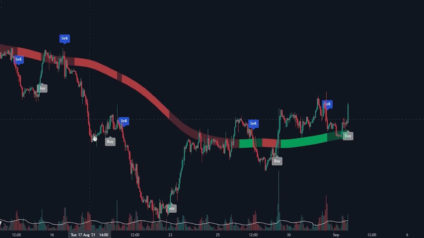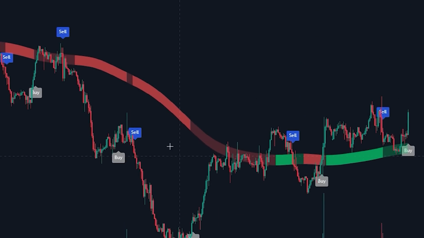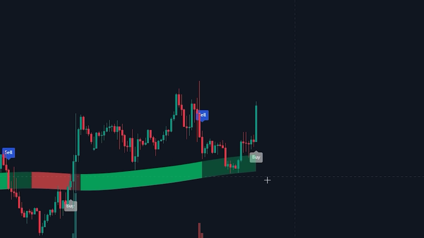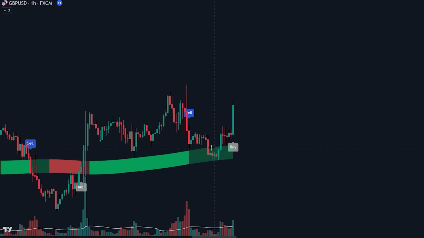Here we can see the following: the dominant trend in the market switched from bearish to bullish. After the switch was made, the price made a pullback back to the market bias line. However, while the price was making lower lows, we can see that the market bias line was still green and moving in the upward direction.